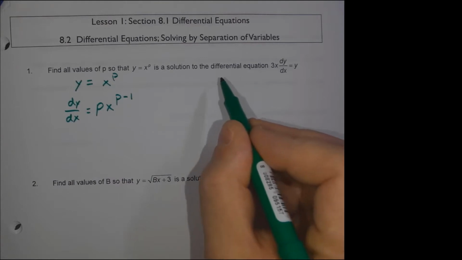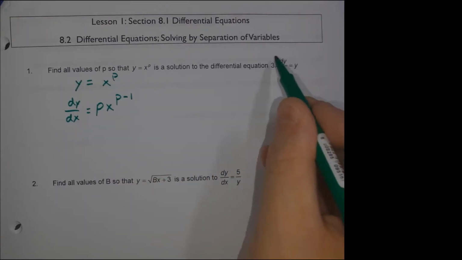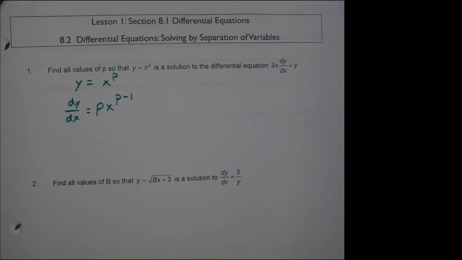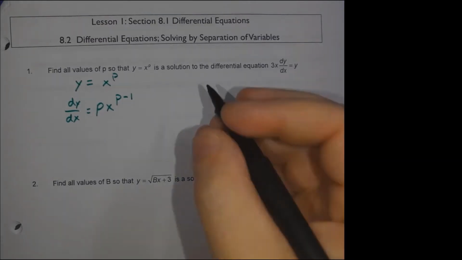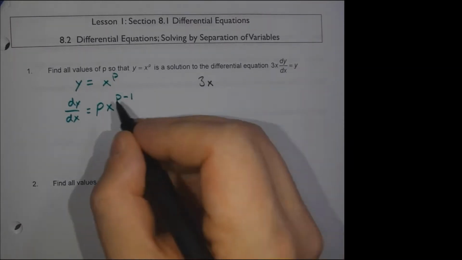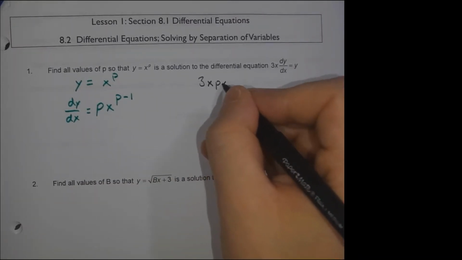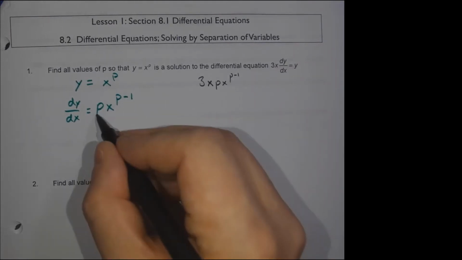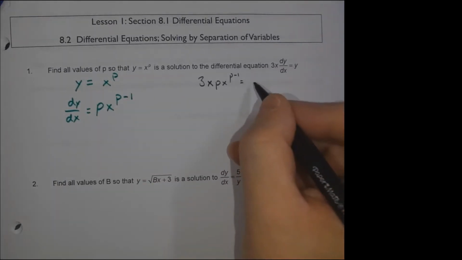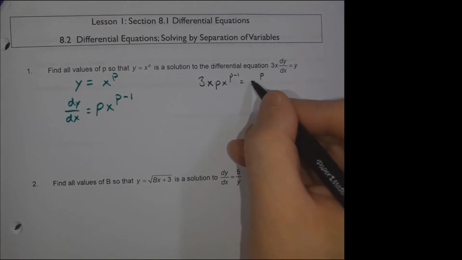Thus, if we want to find the values that are a solution to this differential equation, we would need to take 3 times x times dy dx, which is p x to the p minus 1, has to be equal to y, where y is x to the power of p.